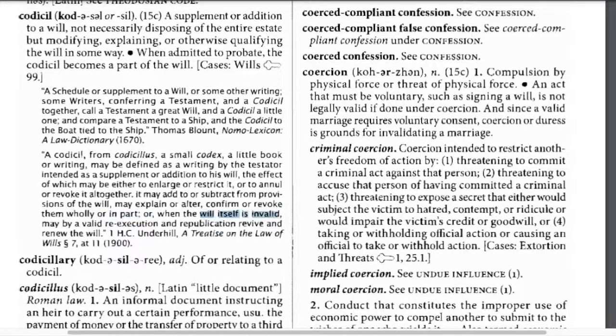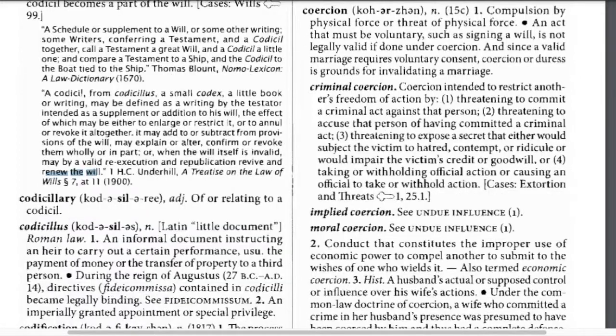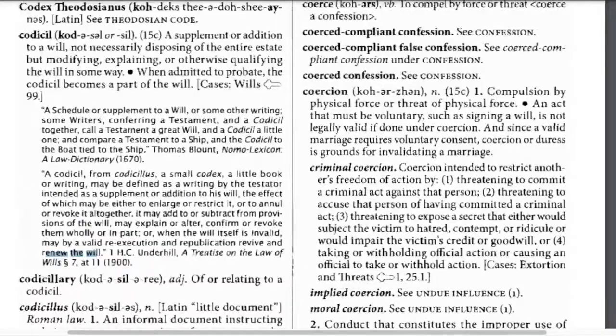And when the will itself is invalid, the court decides it's invalid, the codicil may, by a valid re-execution and republication, revive and renew the will. Holy goodness. So, yeah, pretty interesting insight here from a definition, a supplementary edition. But now when we understand what that little supplement edition can do, it's not just a little add-on.